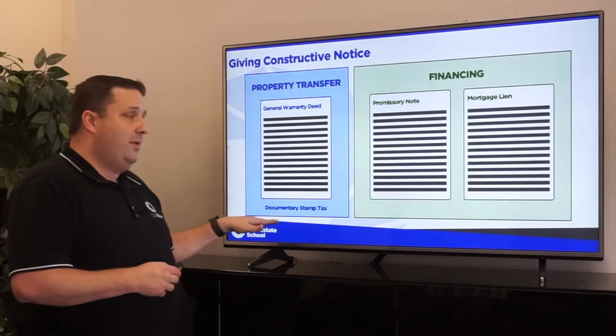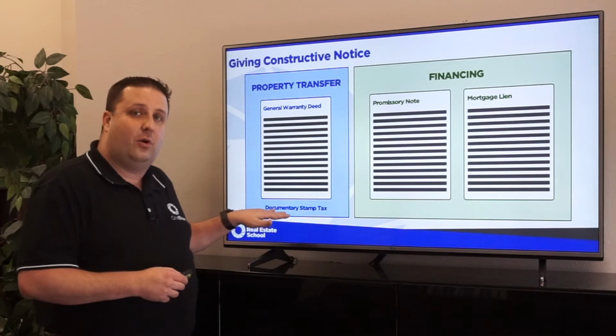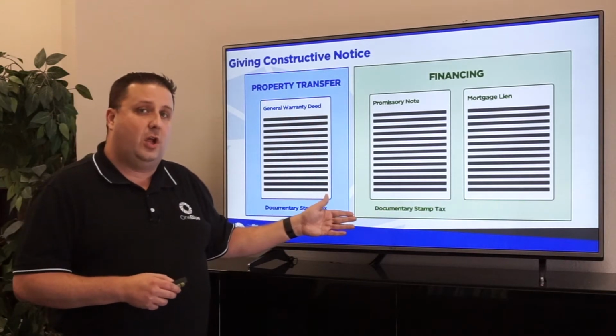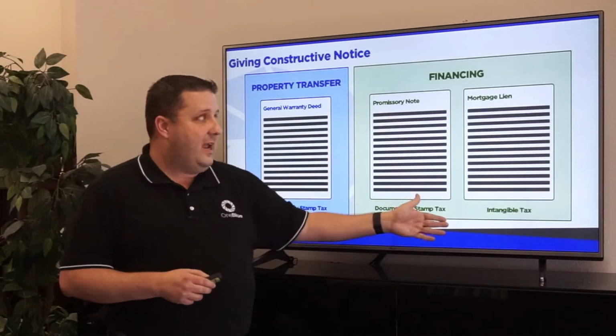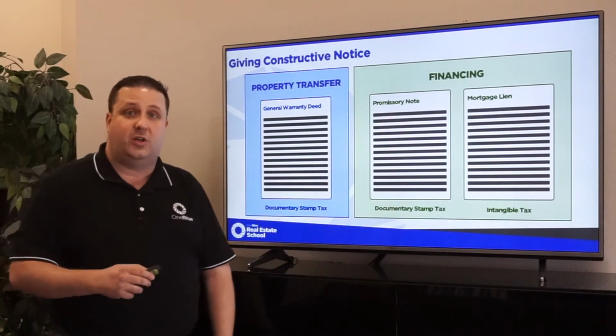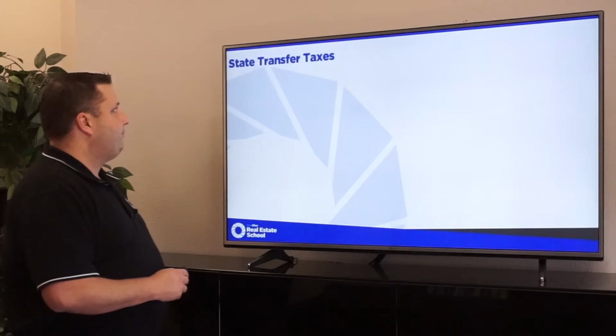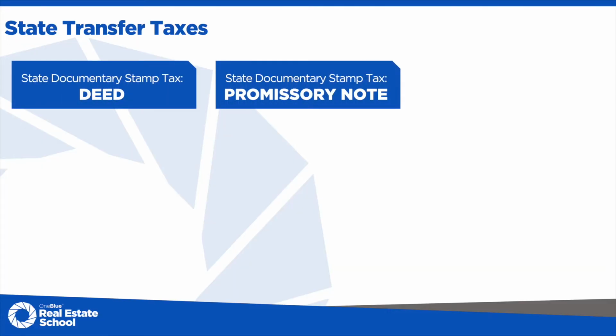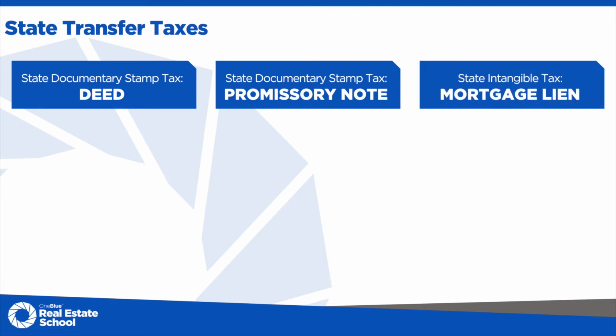So we have a documentary stamp tax that we have to calculate for the recording of the deed, a documentary stamp tax for the recording of the note, and then we have what's called the intangible tax when we record our mortgage lien. So let's take a look. The state documentary stamp tax on the deed, we have the state documentary stamp tax on the promissory note, and the intangible tax on the mortgage lien.